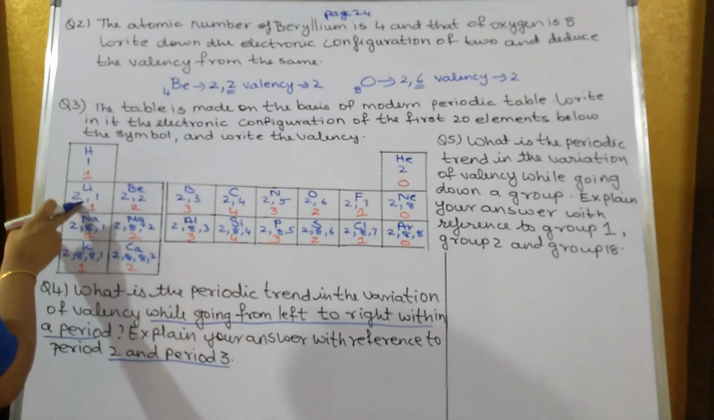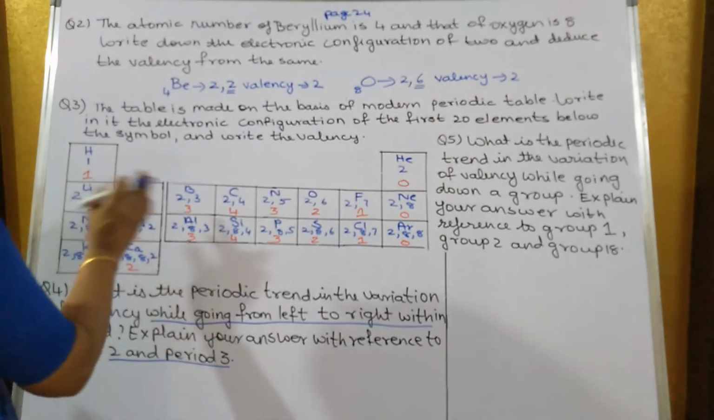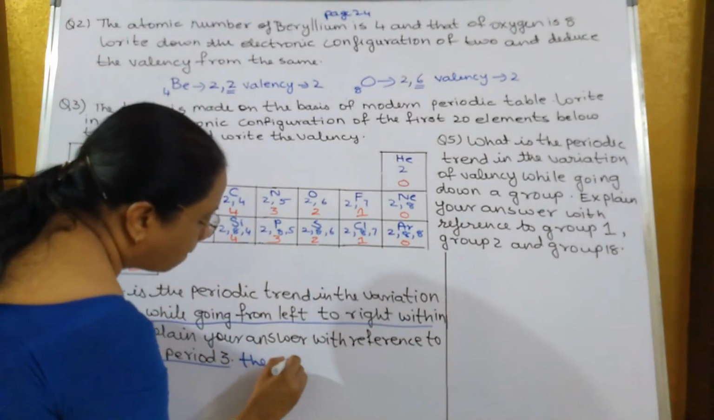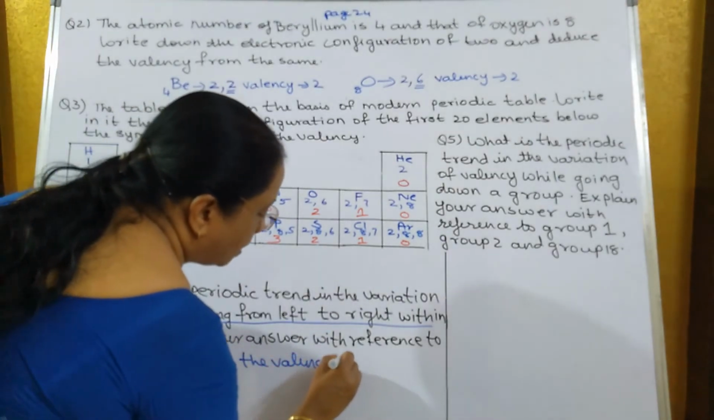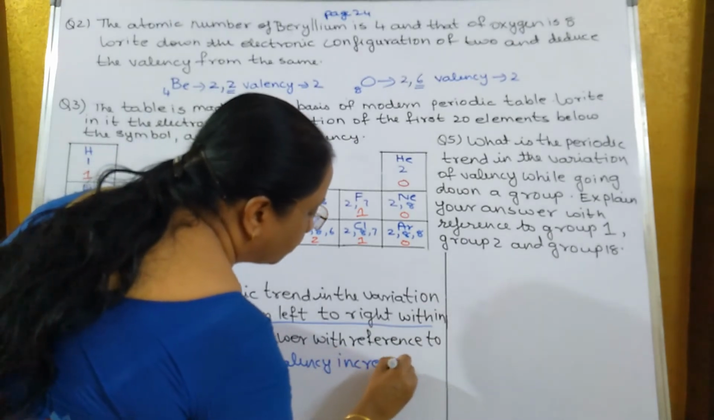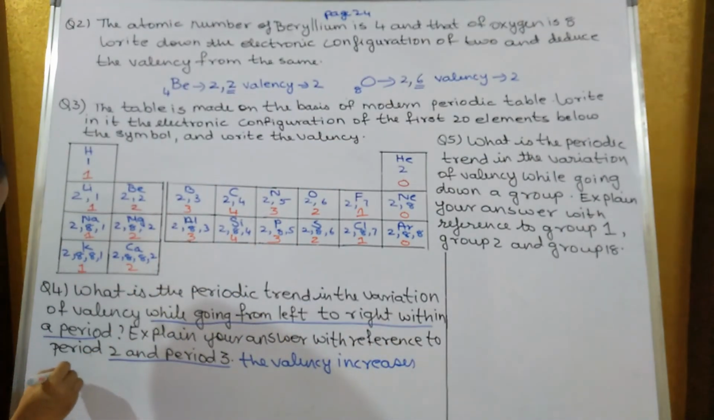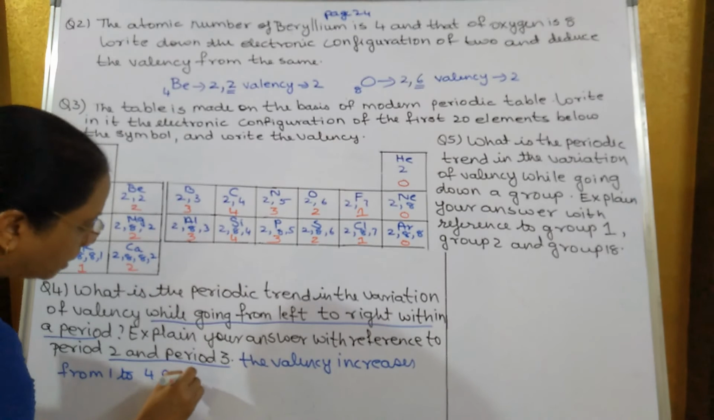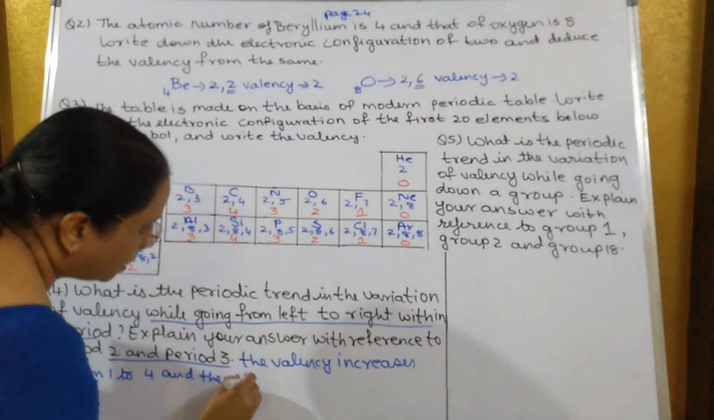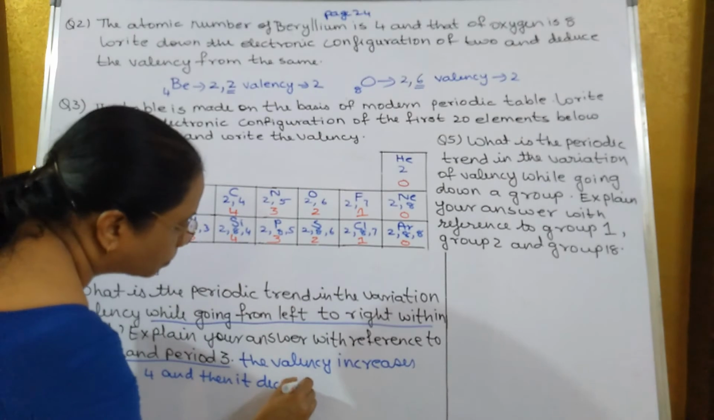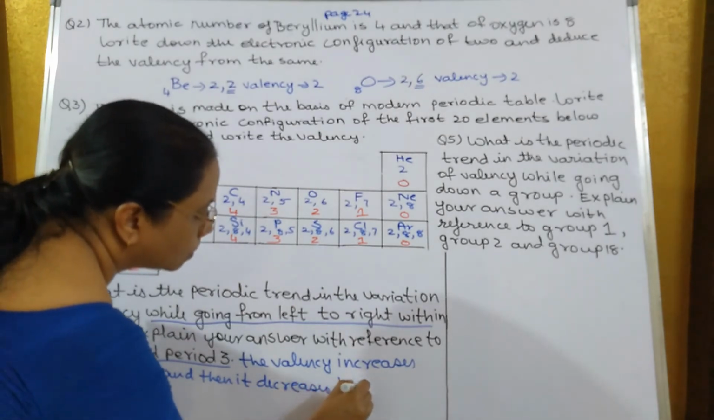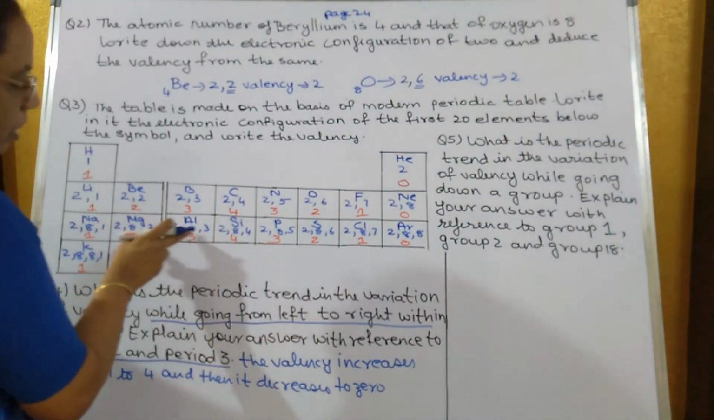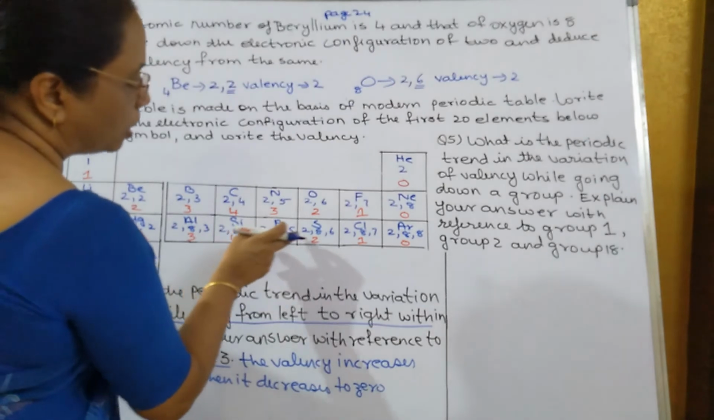तो पहले वैलेंसी इंक्रीज होता है जब भी अपन पीरियड में लेफ्ट टू राइट जाते हैं, 1 2 3 4. So the valency increases from 1 to 4 and then it decreases to 0. So when you go from left to right, first it increases 1 2 3 4 till 4, then it starts decreasing 3 2 1 0.